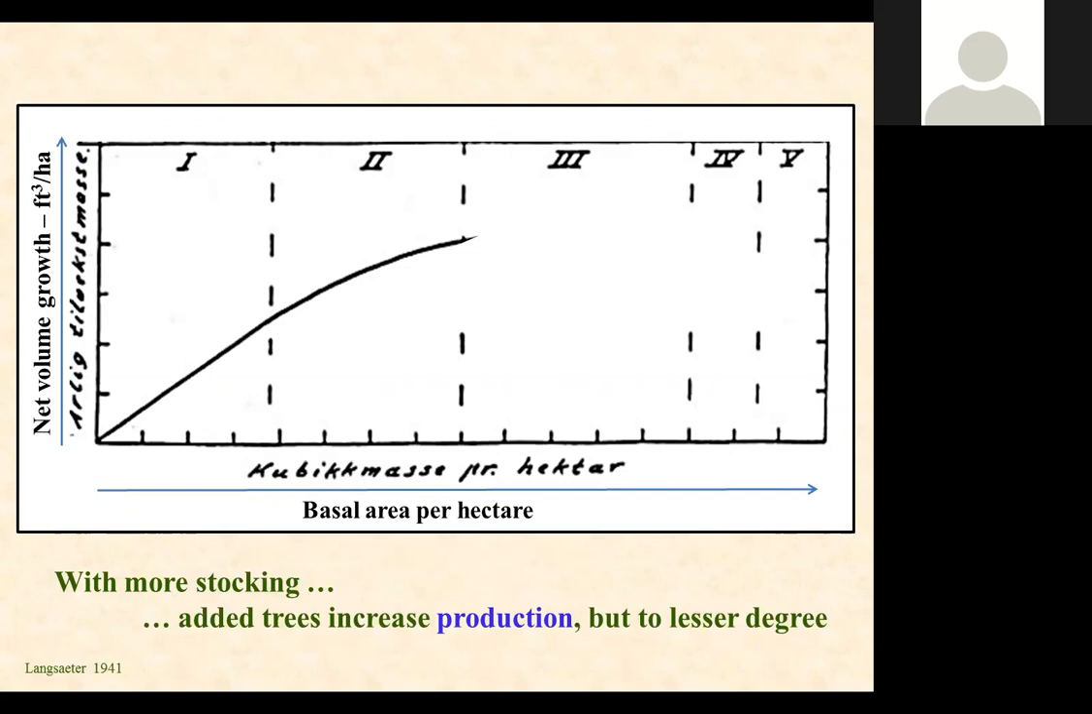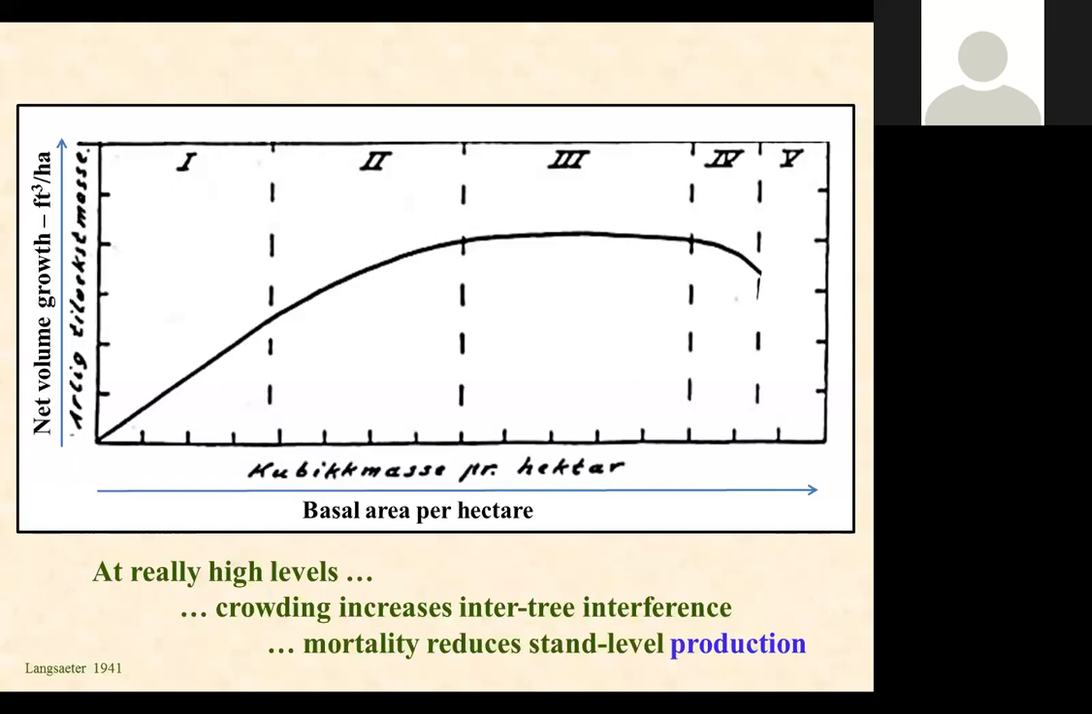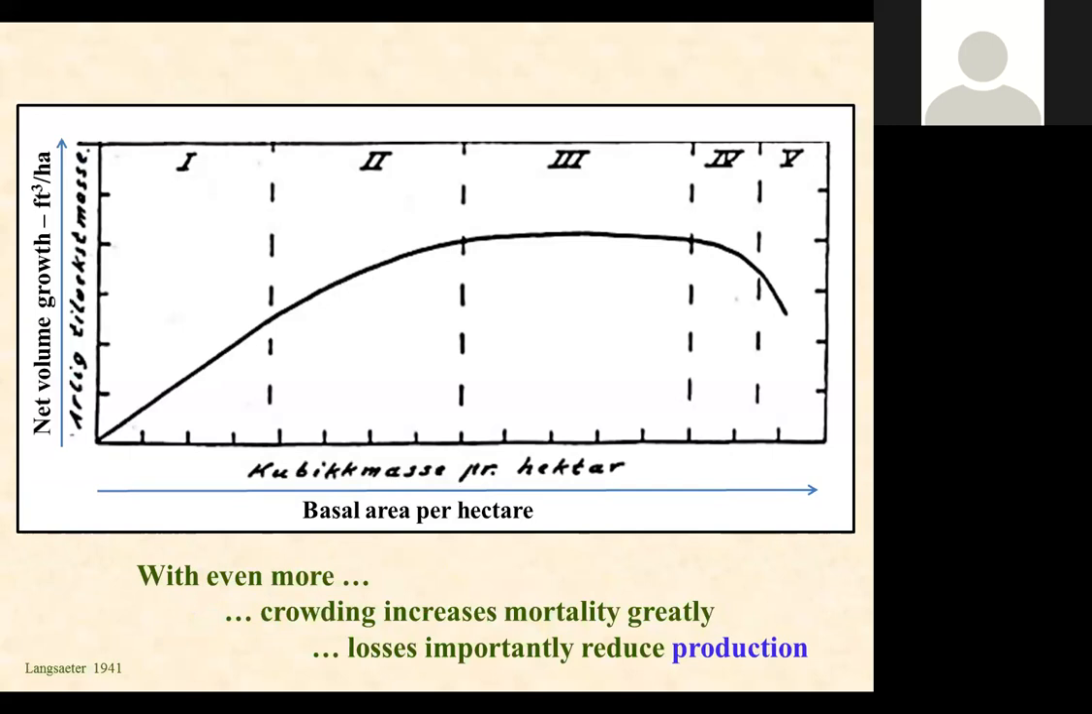And then when you get to zone three, there's a big plateau here with essentially similar levels of production from the left to the right-hand side of zone three. So it's steady through this range of stocking. In zone four, intertree competition has increased to the point that you see a drop-off in net accumulation, the mortality is increasing, individual tree growth is slowing. And then in zone five, that production dropped precipitously because of the high levels of mortality, the slow growth of the trees. So that's Langsaeter's hypothesis from 1941.